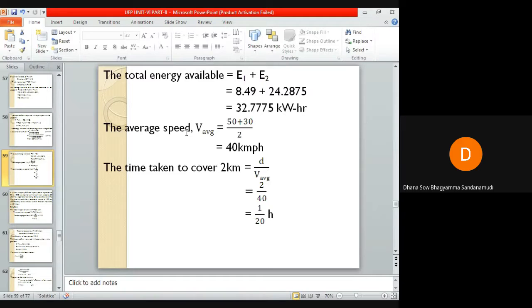Since in the problem they have asked for the average speed, it is nothing but the two speeds added and divided by 2, so 50 plus 30 by 2, you will get 40 kilometers per hour. The time taken to cover 2 kilometers is distance traveled divided by average speed. So the distance traveled is 2 kilometers and the average speed is 40, so you will get 1 by 20 hour. You can further simplify it; I have simply left it as 1 by 20. You just solve it and check your answer. As soon as you complete, inform me.